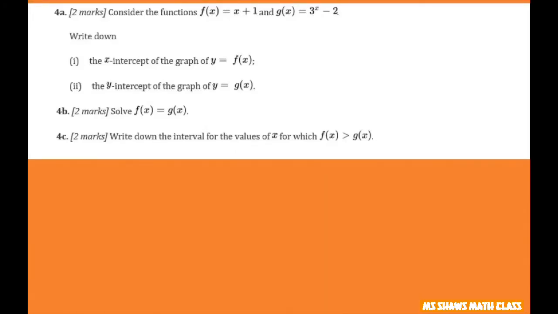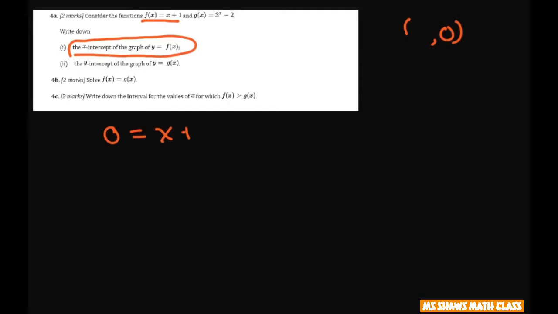Everyone, we're going to consider the function f of x equals x plus 1 and g of x equals 3 to the x power minus 2. So the first thing we're going to do is write down the x-intercept of y equals f of x. In the x-intercept, your y is 0. So we're going to let 0 equal x plus 1. Subtract 1 from both sides, so x equals negative 1.